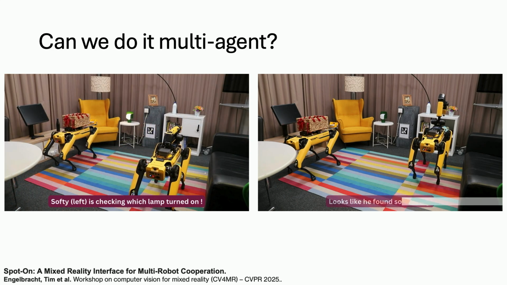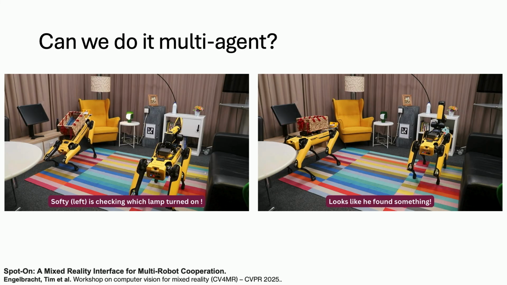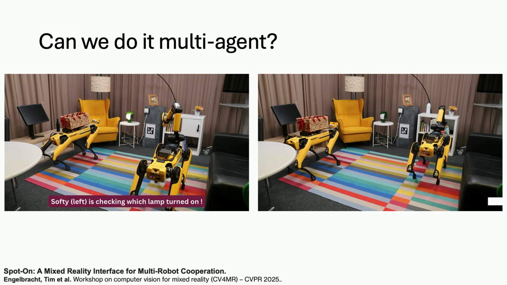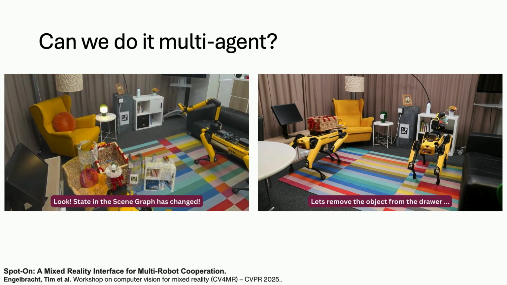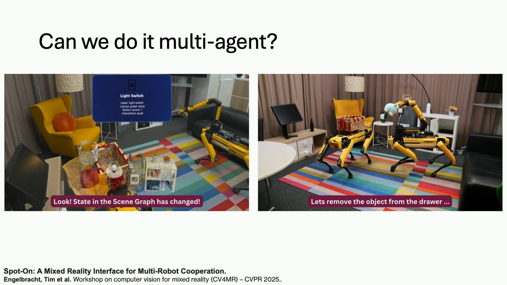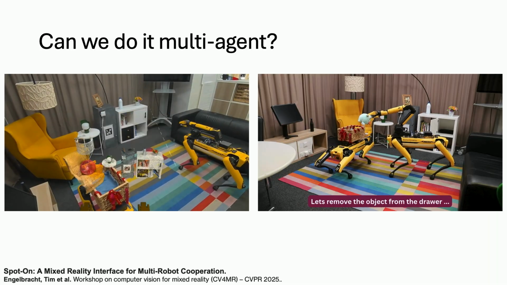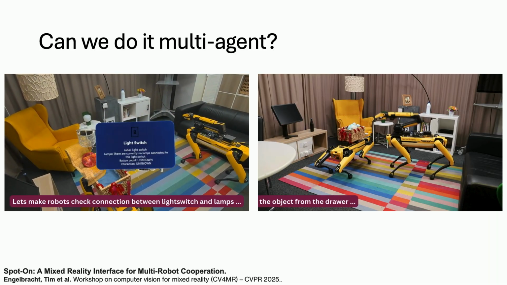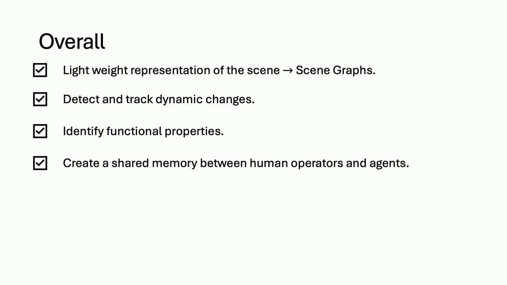So you can see that actually underlying all of this is a scene graph, which is shared between the human that is deciding what tasks to do and the robot that split basically the information. Who can do what? One can carry an object, the other one can pick it up. So of course they are sharing and splitting the tasks. So overall, we have now a lightweight representation of the scene. We detect and track dynamic changes, we identify functional properties, and we create a shared memory between humans and operators.